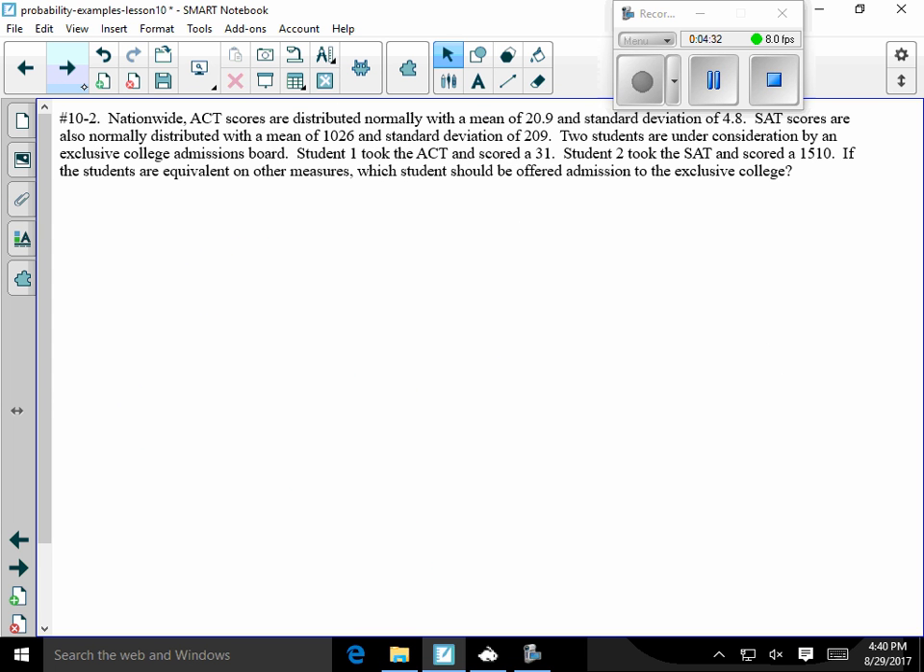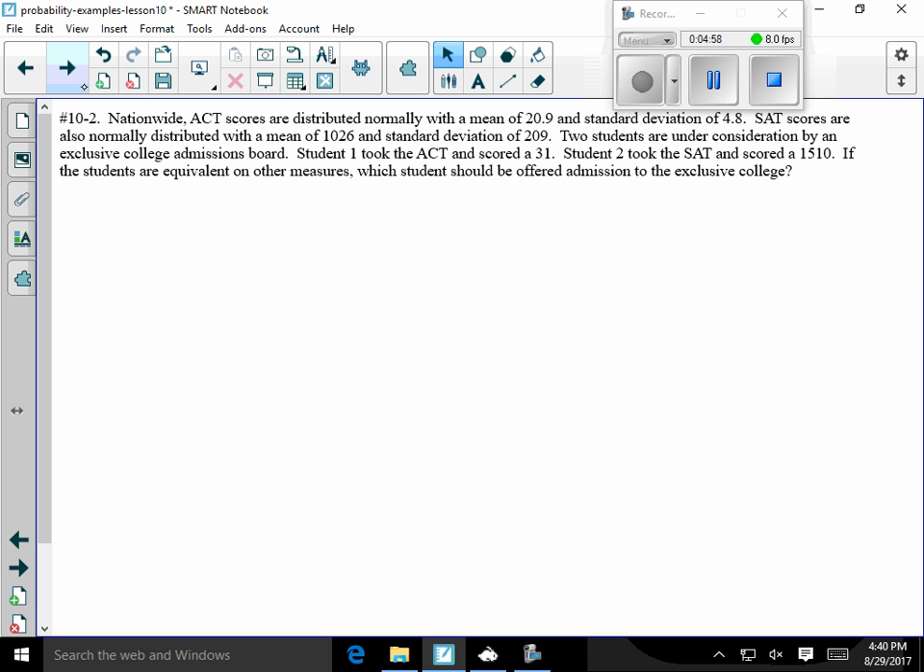This one says, nationwide, ACT scores are distributed normally with a mean of 20.9 and a standard deviation of 4.8. SAT scores are also normally distributed with a mean of 1026 and a standard deviation of 209. Two students are under consideration by an exclusive college admissions board. Student 1 took the ACT and scored a 31. Student 2 took the SAT and scored a 1510.